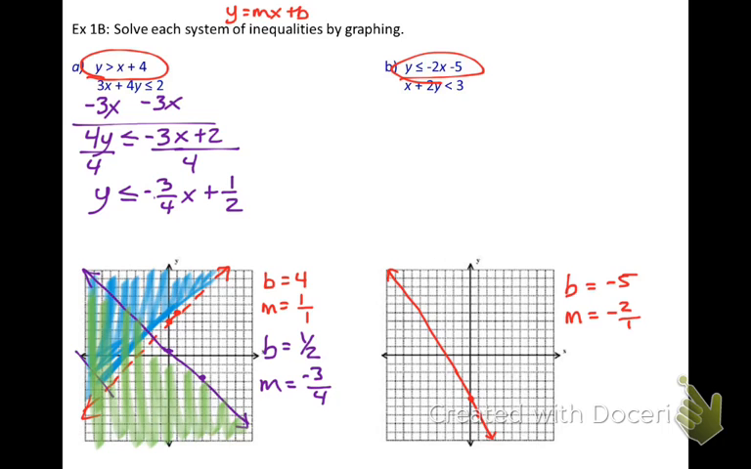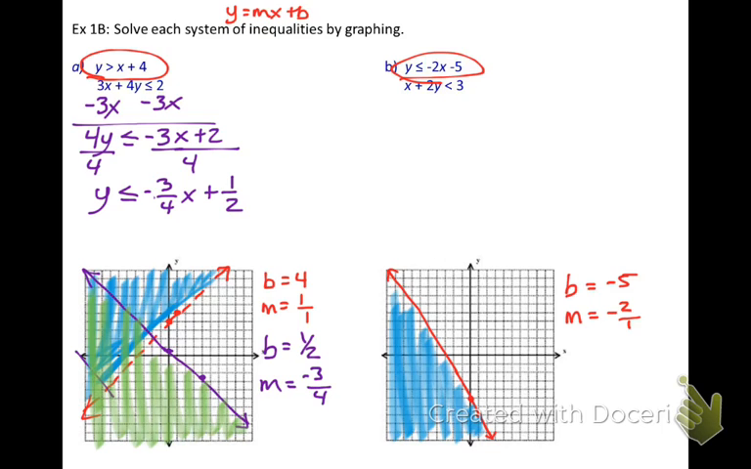And then it says y is less than, so we're going to take our blue highlighter, or whatever highlighter you decide to have. And now we're going to graph the other one.